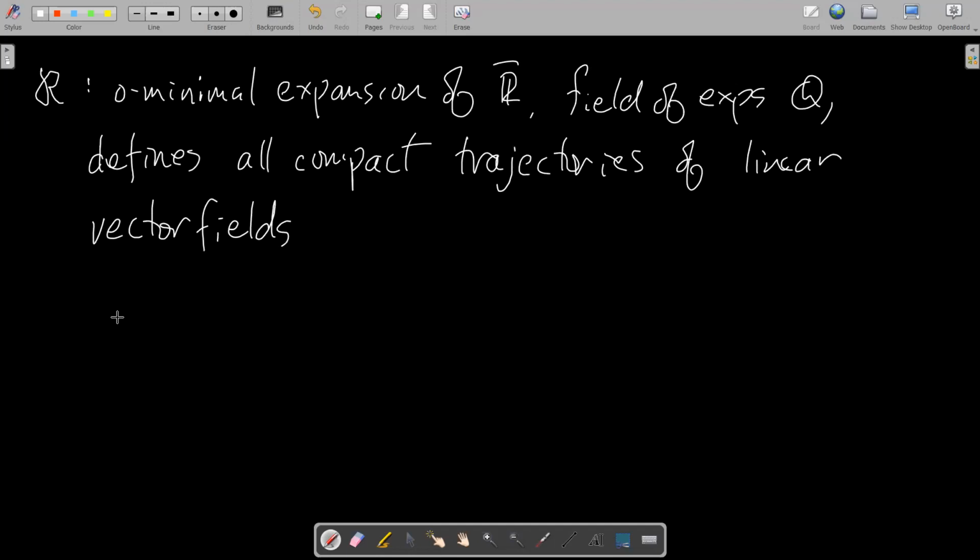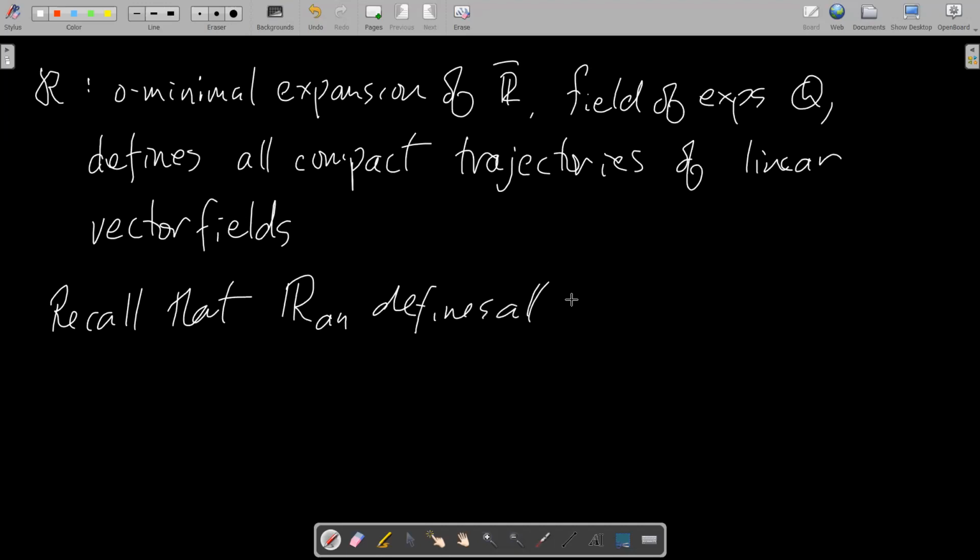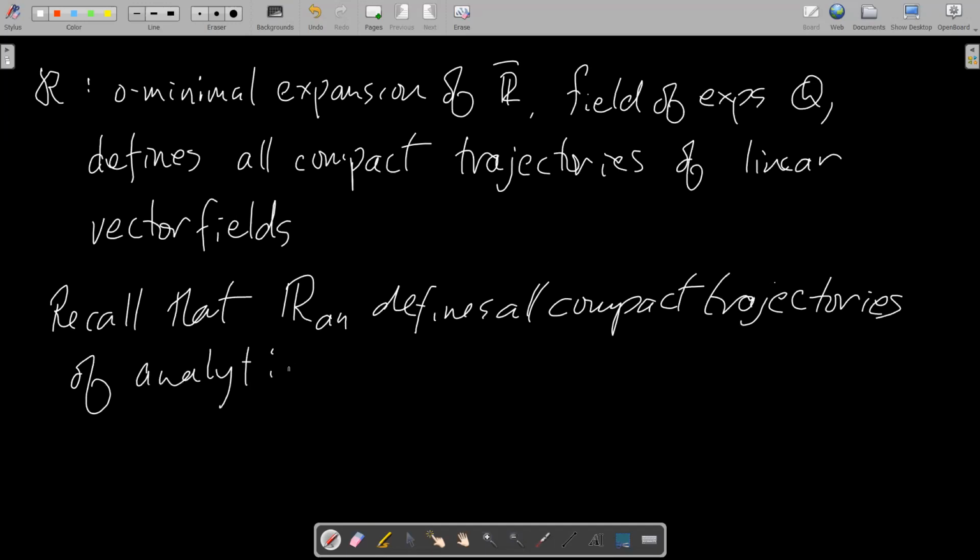Okay, now one thing that would be good to say is that it's great to declare such a thing. Do we know that such a thing exists? And the answer, of course, is yes. Let's recall that this famous structure here, R sub n, defines all compact trajectories of all analytic vector fields. So certainly we'll be using this again later. So certainly of all linear vector fields, and it's well known that R sub n has field of exponents Q, and it's o-minimal. And this goes back to work of Lau from the 80s, I guess. So yes, such a thing does exist, and we're going to work with these now.